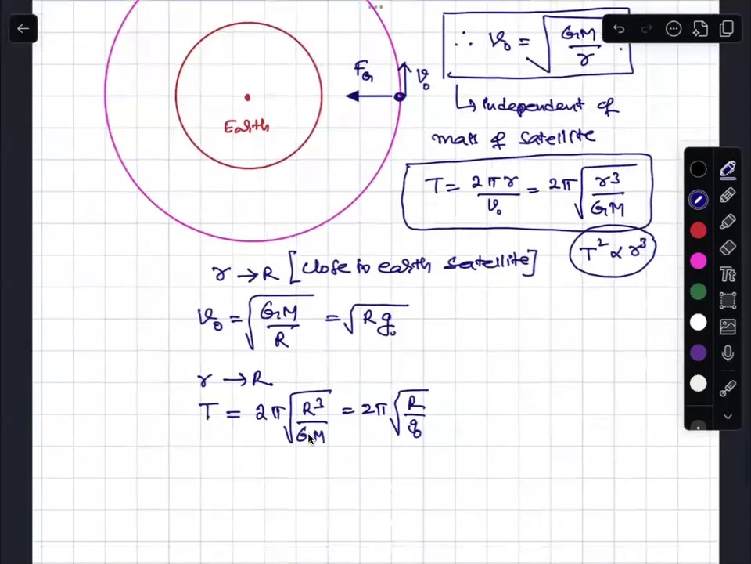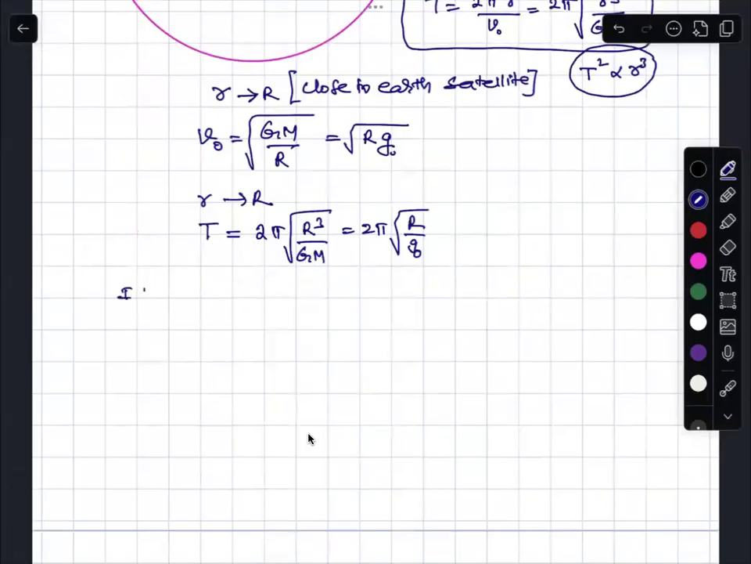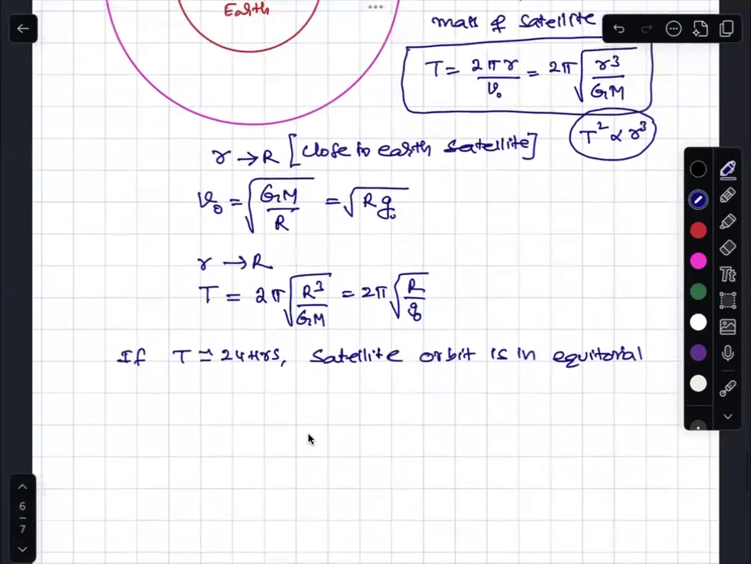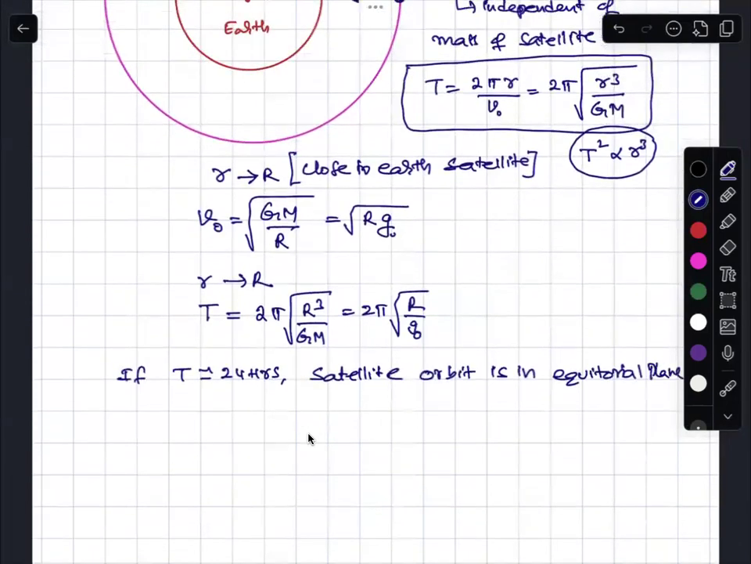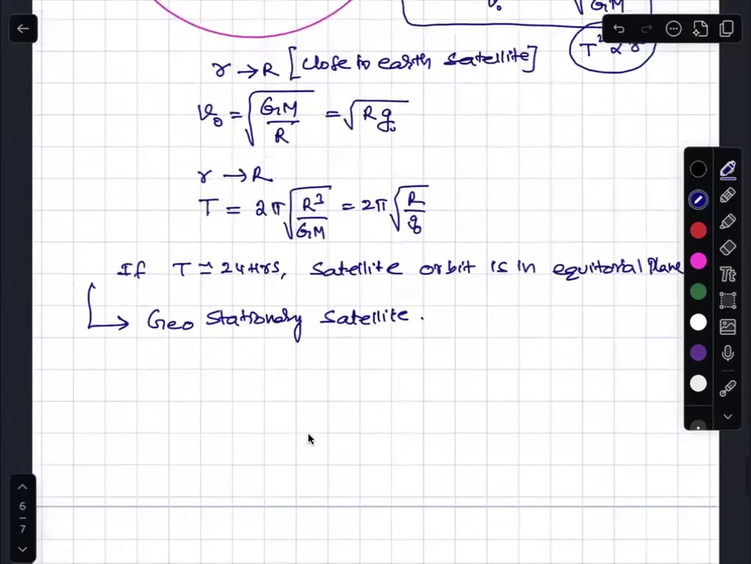Right. Suppose T becomes 24 hours and the satellite orbit is in the equatorial plane. Such a satellite is called a geostationary satellite.